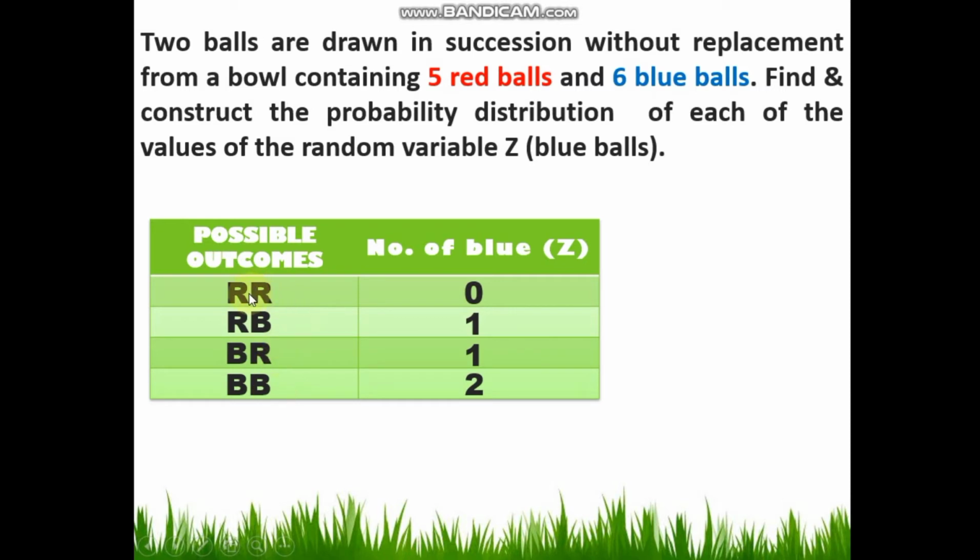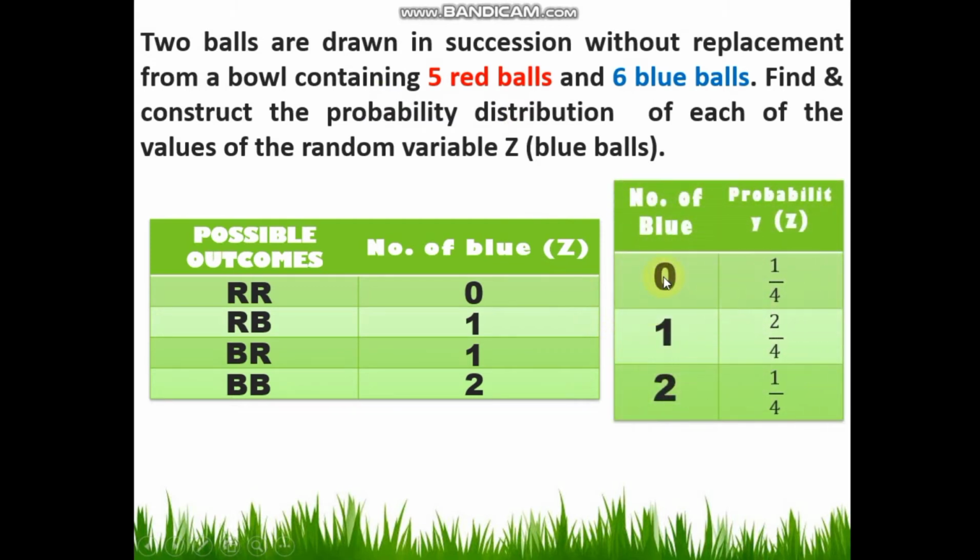So red-red, that's 0. Red-blue, so 1. Blue-red, 1. Blue-blue, 2. Since we are tasked to construct its probability distribution, here is the summary. Number of blue balls 0, 1, 2, and the corresponding probabilities are 1/4, 2/4, and 1/4. So 1/4 because for 0, it is one out of 4 outcomes, and so on.